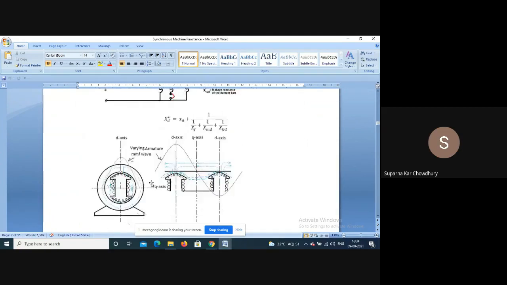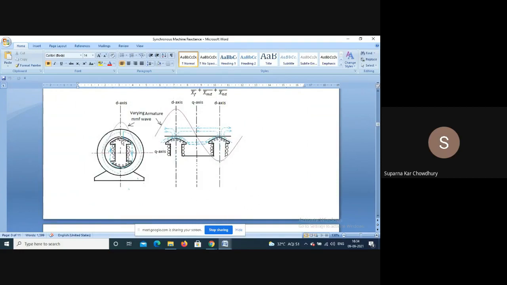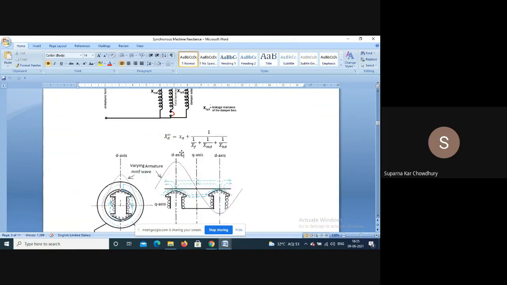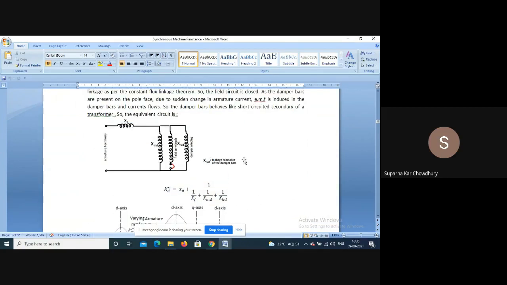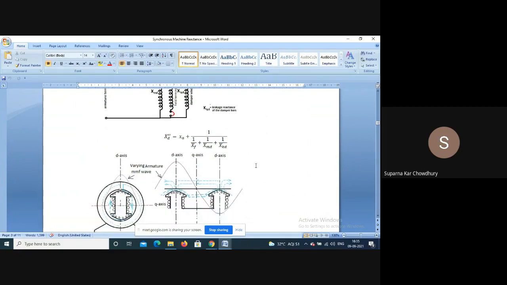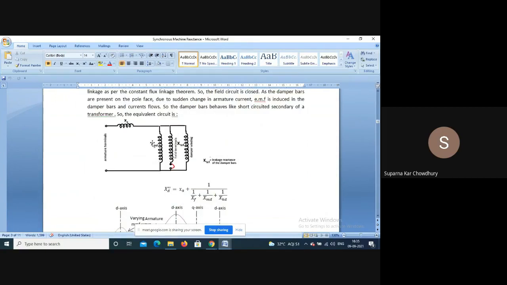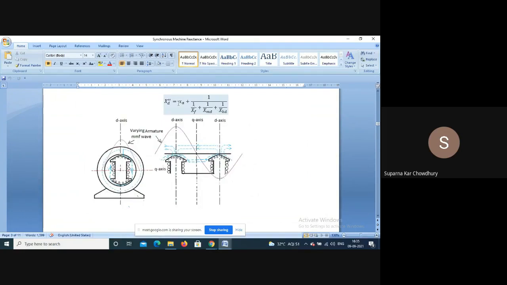But when this is subtransient, the damper bar winding current is there, which will again oppose this flux change. So the path will be totally through air. This path will be like this. So XD double dashed will be still lower than XD dashed. Basically we have XMD, XF and XKD in parallel, that is in series with XA.